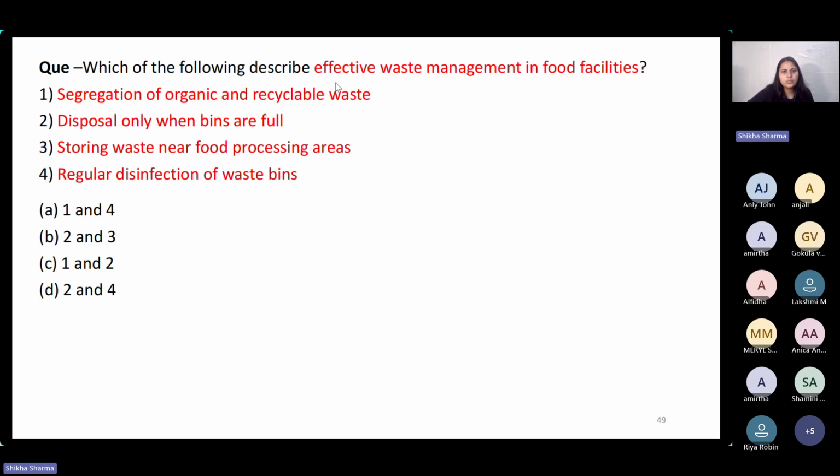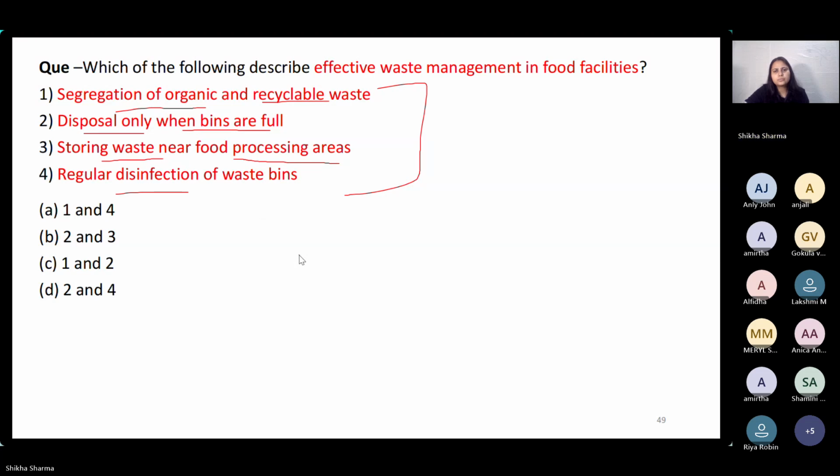So which of the following describes effective waste management in food facilities here? We have four statements: first, segregation of organic and recyclable waste; second, disposal only when bins are full; third, storing waste near the food processing area; and fourth, regular disinfection of the waste bins. Anyone who would like to answer this question?